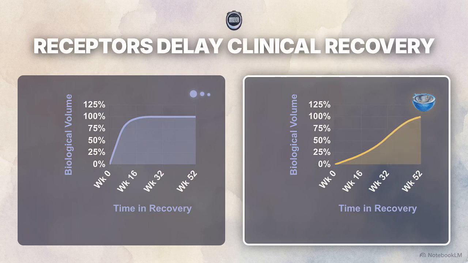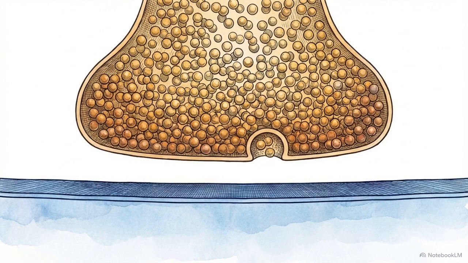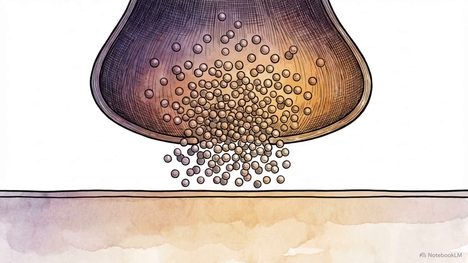The physical receptors represent the actual bottleneck preventing clinical recovery. Evaluating a patient's recovery by checking baseline dopamine production ignores the mechanical reality. The fluid is present, but the brain lacks the physical hardware required to process it.